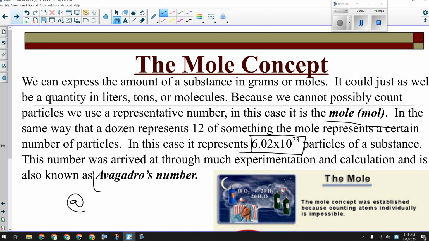All right, so you'll need to know his name. You'll need to know that this is Avogadro's number, and it is the number of particles in one mole.